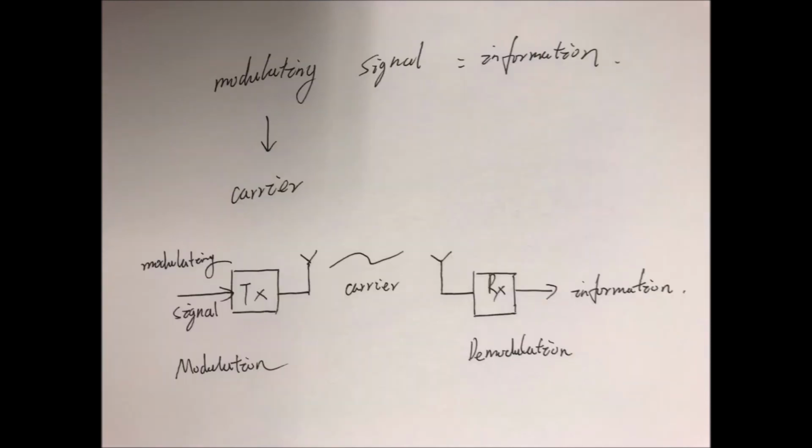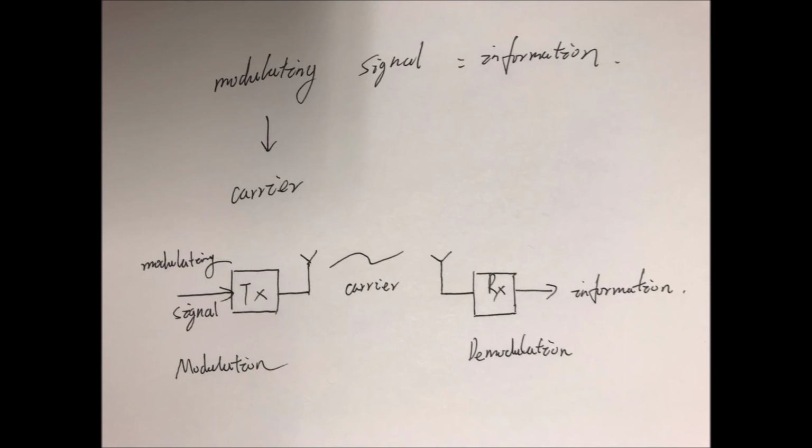So we try to put signal on carrier waves. So carrier will carry information, transmit to the other side, transmitter. So at receiver side, we do demodulation. Passenger will take off from those different vehicles.